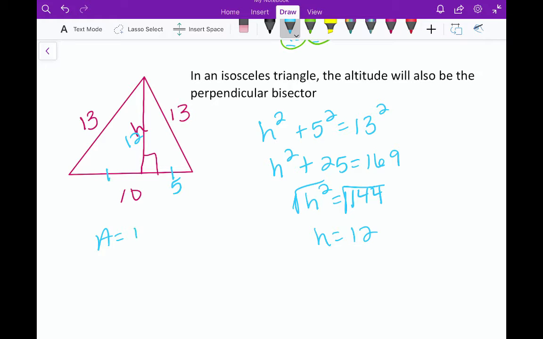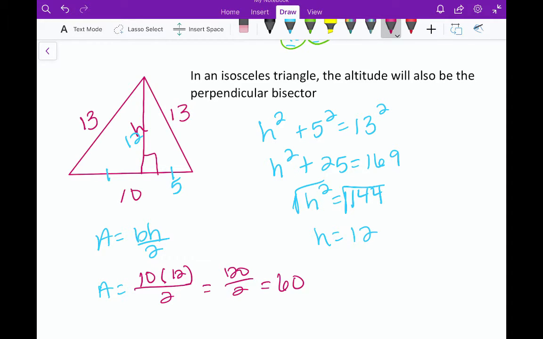So now I can use base times height divided by 2 to find the area of this larger triangle. So the base of the big triangle is 10, the height is 12, divided by 2, which is 10 times 12 is 120, divided by 2, which is 60. So the area of this triangle is 60 units squared.